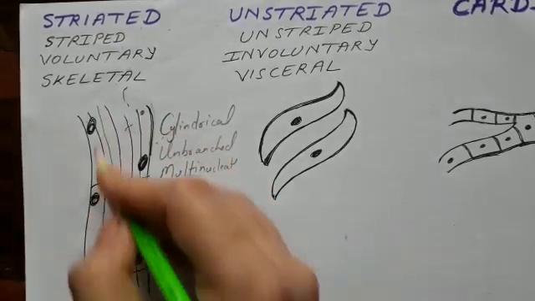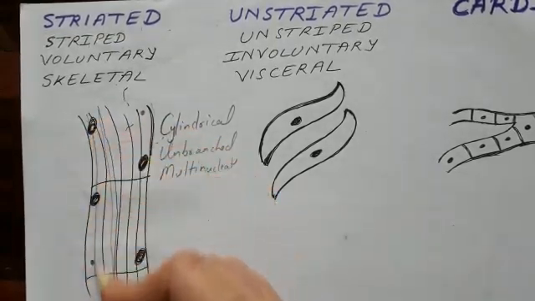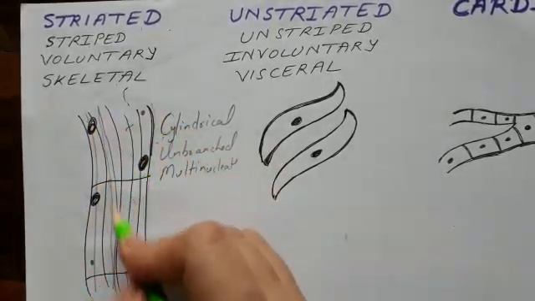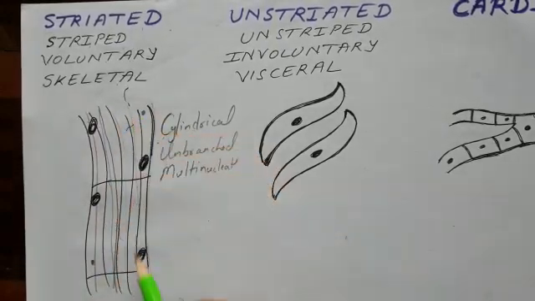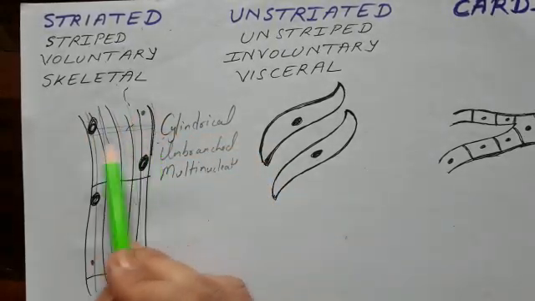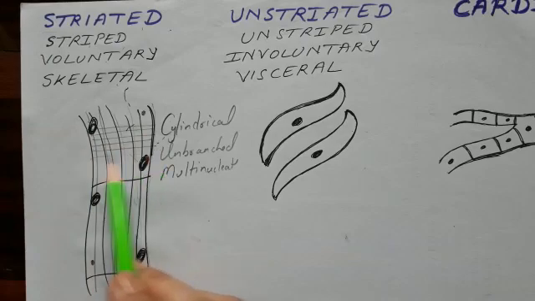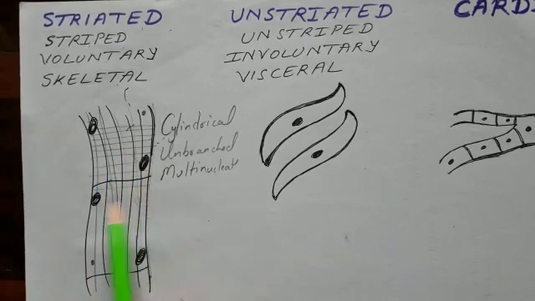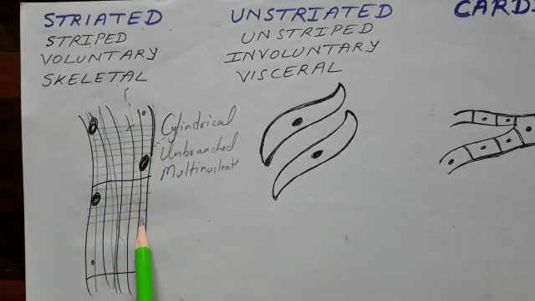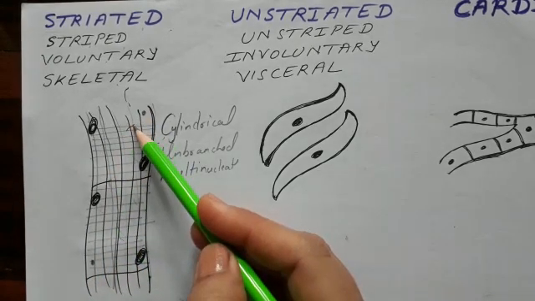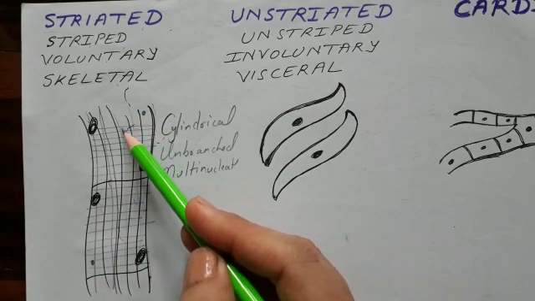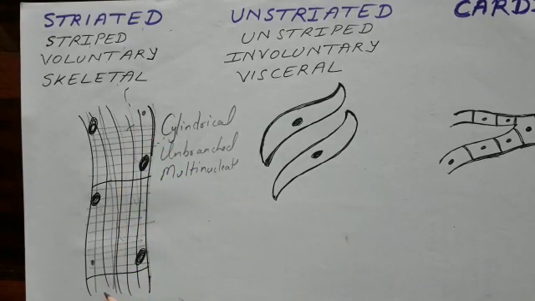These type of muscle fibers have, as I have explained, outer sarcolemma, sarcoplasm and these fibers. But they have alternate light and dark bands or striations present. So they are called striated or striped muscles. They show alternate light and dark bands which are present.